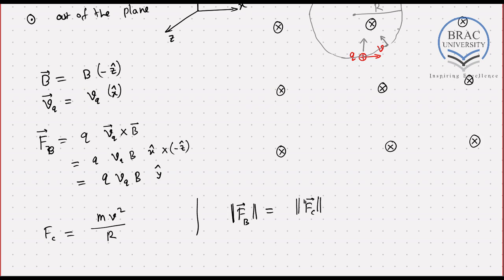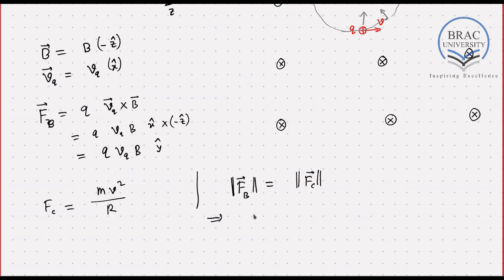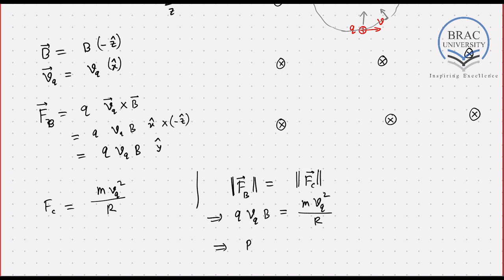magnitude of centripetal force. Then in the next line we can write q v sub q times B equals m times v sub q squared divided by radius r, since it's the same particle we're talking about. So from this relation we can find the radius of the circular orbit, which is r equals m v sub q divided by the charge of the object times the magnetic field.